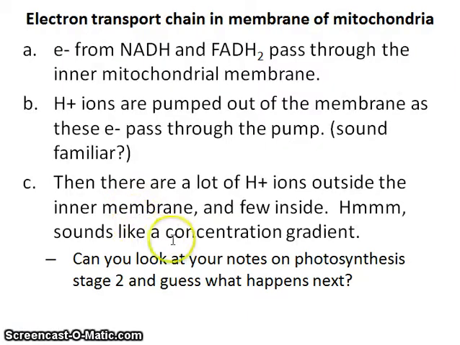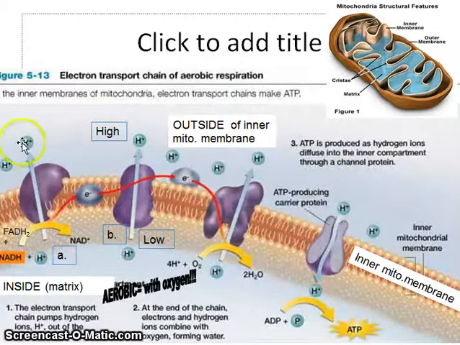In step C, there are a lot of hydrogen ions outside of the membrane and only a few inside the matrix. And so we have a concentration gradient. Now, if you think about photosynthesis, I bet you can figure out what happens next. When we have this abundance of hydrogen in one place and very few in the other place, what happens is that they passively diffuse through.